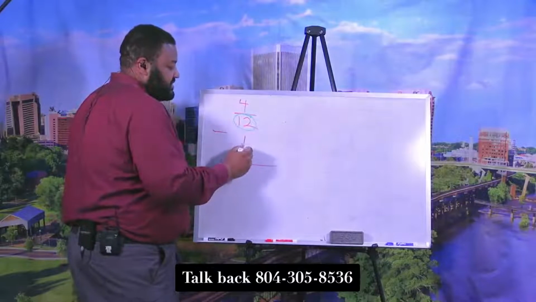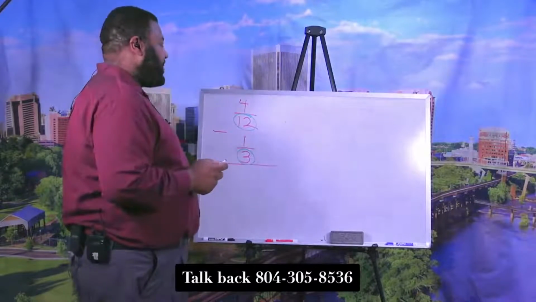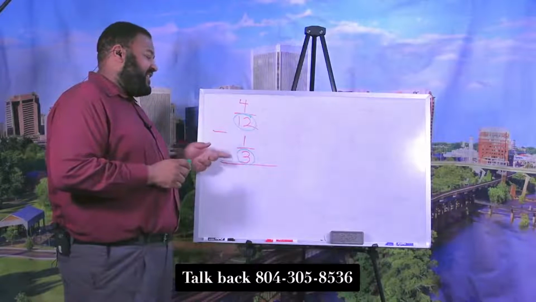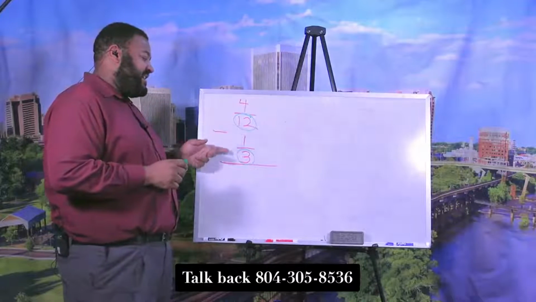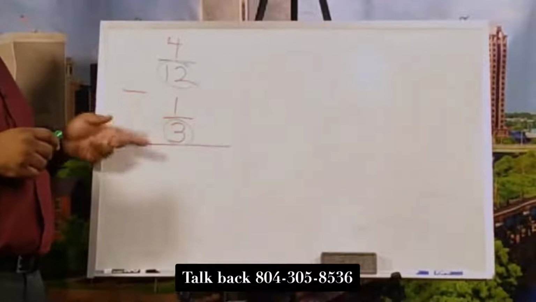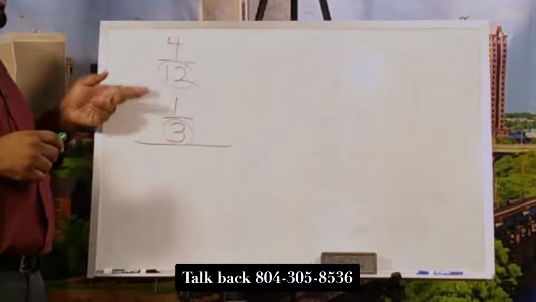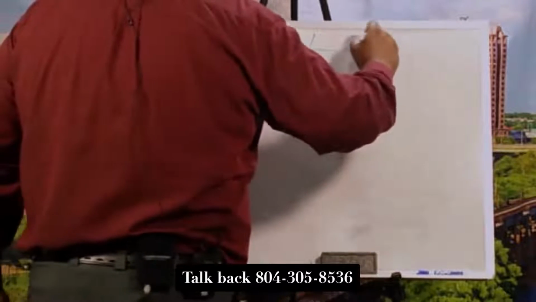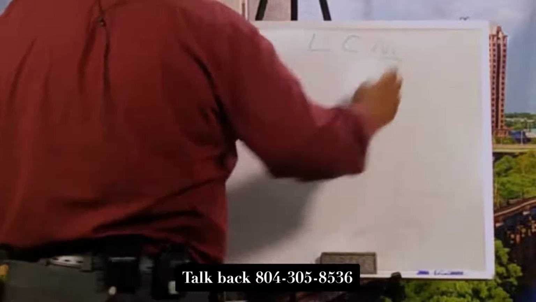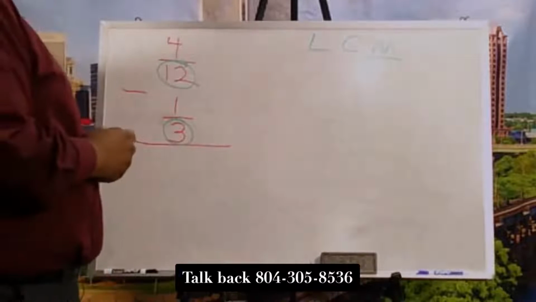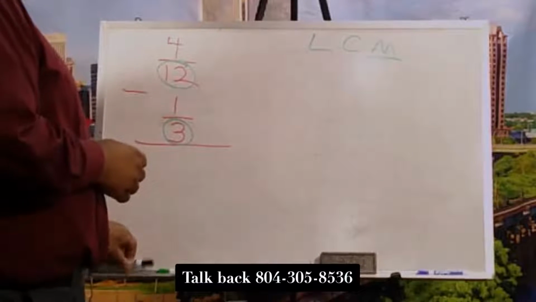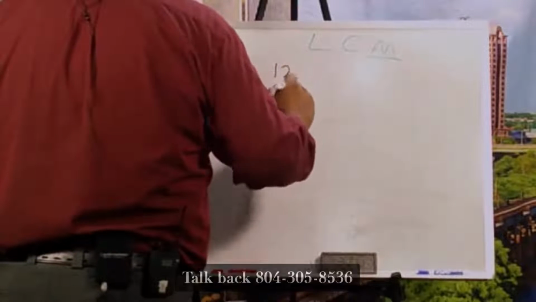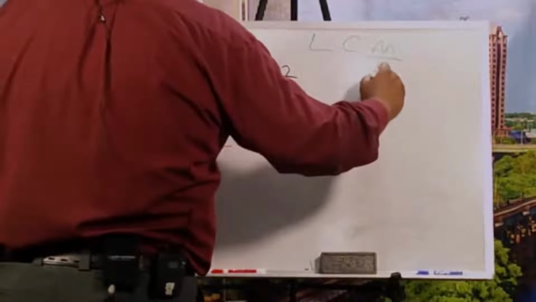All right, notice what we have going on here. We have unlike denominators. When we have unlike denominators, guess what we need to do? We have to find our least common multiple. And that is when we make our what? Our big M. So now I need to do my 12s. Okay, and my 3s.